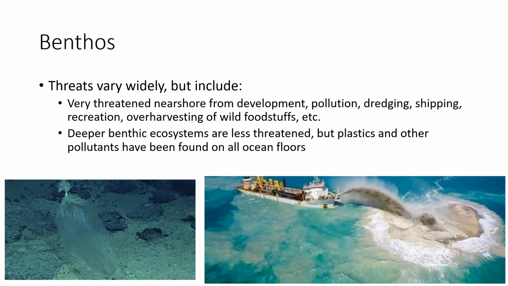The threats vary again based off of where we're looking at, but it could be anything from dredging, like we see on the bottom right, where they're sucking up the sediment in one place and then shooting it off into another, whether that's to deepen a harbor or to build up a section of the harbor to stop storm surges, whatever reason it is that they dredge, and there's a lot of them. It could be shipping that can interfere with the benthos. It could be pollution, like this plastic bag from the Challenger Deep. I believe that's where it was, but it was definitely in the Mariana Trench. Overharvesting of wild foodstuffs, all of those different things.